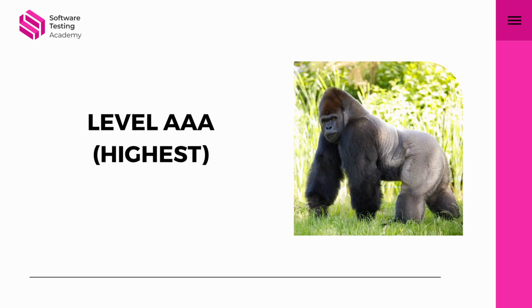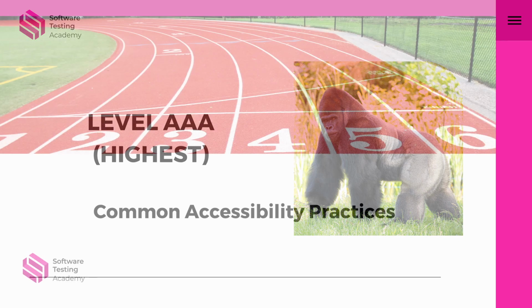Level AAA, highest. Conformance at Level AAA represents the highest level of accessibility. Achieving Level AAA indicates that the website or content goes above and beyond to provide an extremely accessible experience. This level includes a more extensive set of guidelines and success criteria, covering an even wider range of potential accessibility barriers. While Level AAA conformance is ideal, it can be challenging to achieve for all types of content.